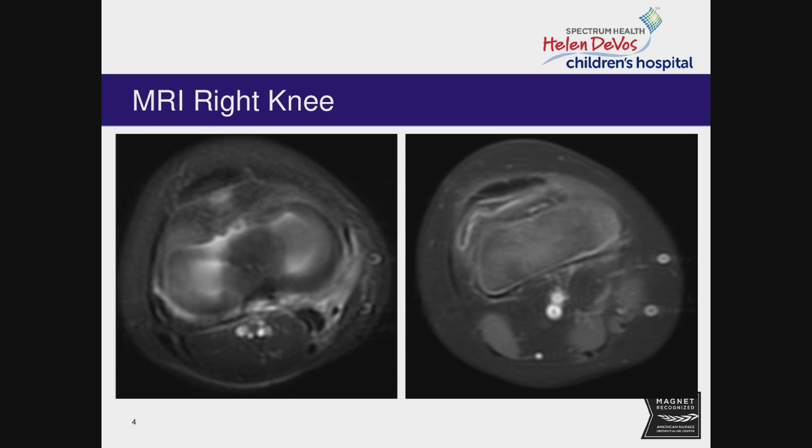Here is some of his imaging. An MRI was obtained. The image on the left is a T2 that does demonstrate some abnormal hyperintensity with edema being present in the posterior medial periarticular soft tissues. It did involve the medial head of the gastrocnemius and medial collateral ligament complex. The image on the right demonstrates a T1 with some synovial enhancement and tiny effusion.